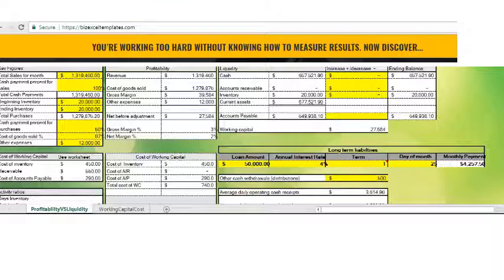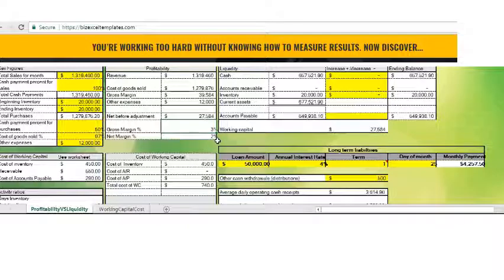Now, let us take a look at the analysis. What I'm about to say here is very important, so pay very, very close attention. We see our revenue here as $1,319,000. Cost of goods sold is $1,279,000. Gross margin is $39,584. This brings us to a gross margin percent of 3% and a net margin percent of 2%. These margins are very, very low.